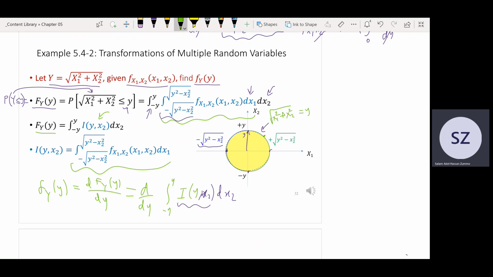Now, fixing x2, then what is y equal to? So x1 is equal to what? If we expand this, x1 squared plus x2 squared equals y squared, right? So basically x1 squared equals y squared minus x2 squared. So x1 goes from minus the square root of this to plus the square root of this. Now we know what x1 is. Then x2 goes from where to where? It goes from minus 1 to 1.